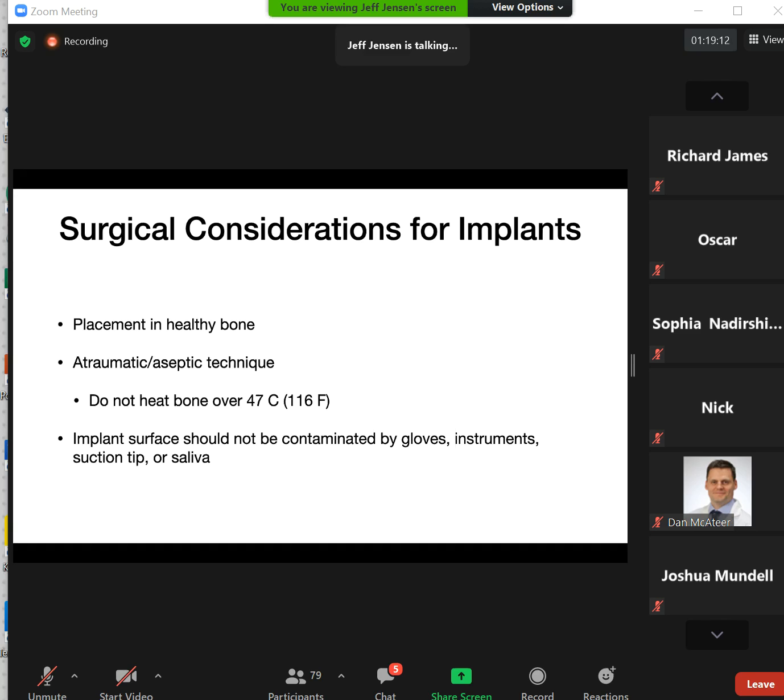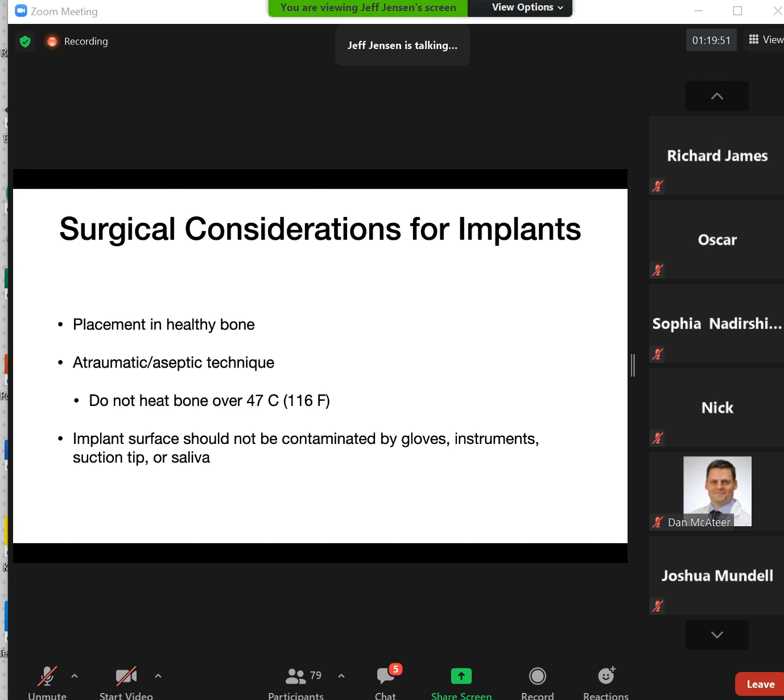So these are just basic things that should make sense. We want to have healthy bone, right? So we want the bone to heal and be normal. Atraumatic and aseptic technique. So we're keeping things clean. We're using proper sterilization. We're using irrigation on our drill because we don't want to heat the bone. So good irrigation. Some drills are internally irrigated. Others are just external. So some will actually pump water through the drill. Others just spray water onto the drill.